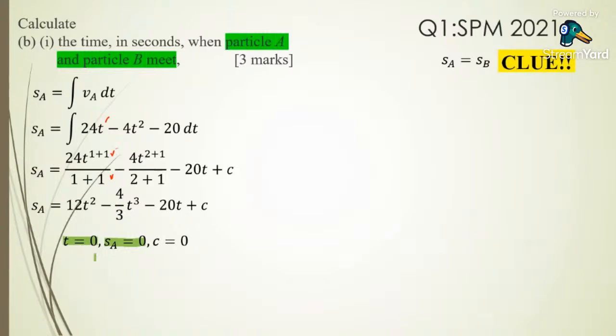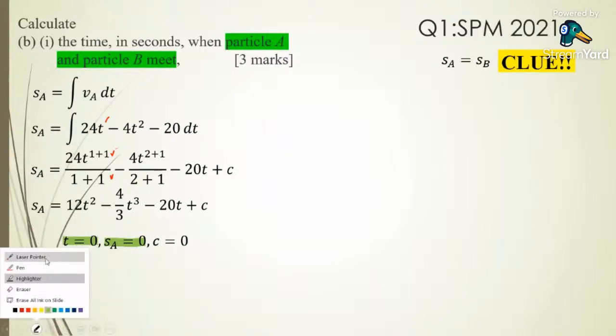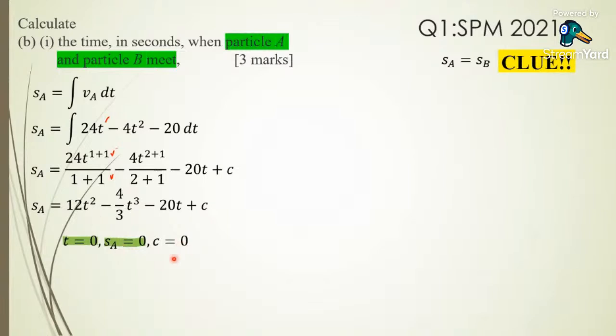So, after you substitute, kalau awak tengok balik, you will see that kalau sini 0, this one will become 0. If T is 0, sini pun jadi 0. So kalau sini 0, 0, 0, apa jadi dengan C? C pun akan jadi 0. So that's how we get C equals to 0. Okay. And then jadilah. This is the equation for displacement of A.